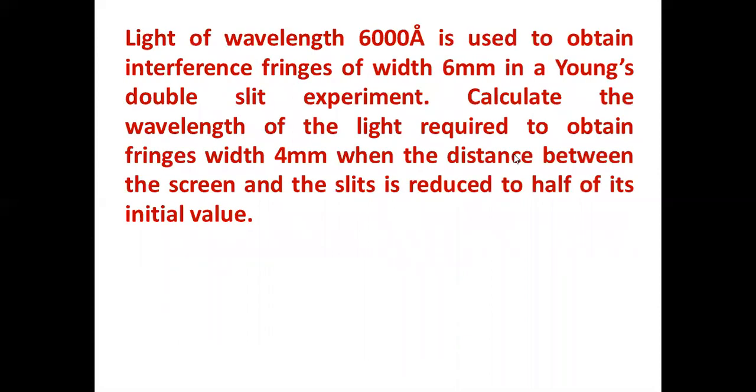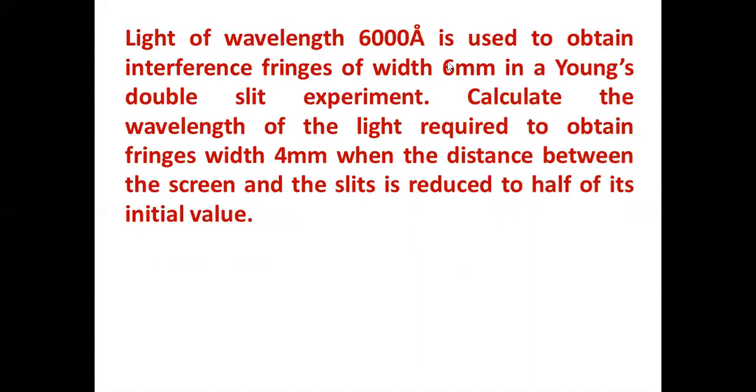Okay. Shall we move on to the next question? Light of wavelength 6000 angstrom is used to obtain interference fringes of width 6 millimeter in a Young's double slit experiment. That means 6 millimeter itself is the distance between two successive bright fringes or two successive dark fringes. It is very clear. Calculate the wavelength of light required to obtain the fringes of width 4 millimeter.